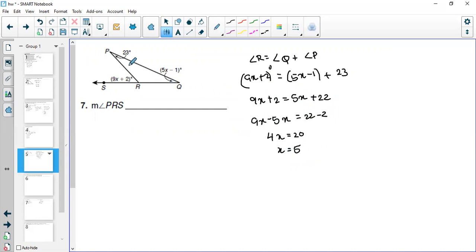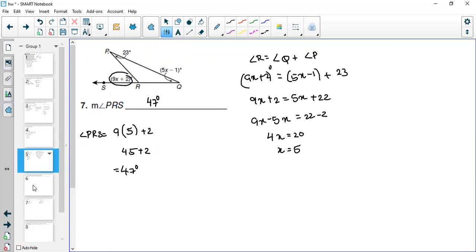Now you need to find out what is angle PRS. They're talking about this particular angle. So we could substitute the value in there. So angle PRS is going to be 9 multiplied by 5 plus 2. Now I'm doing the shortcut, but you need to write the steps. So 45 plus 2, that will give you 47 degrees. So angle PRS is 47 degrees.